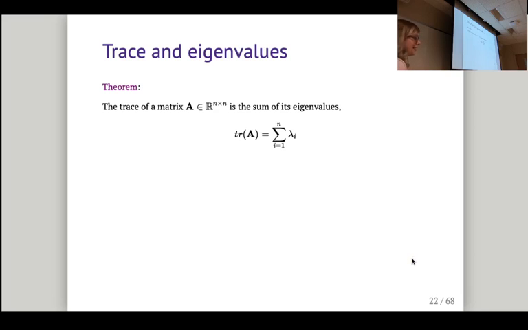Here's the other property that's useful for us. If we want to get the trace of a matrix, so the sum of the diagonal elements, it's the same as the sum of the eigenvalues. So again, if we've got the eigenvalues of a matrix, we can do a lot of things quickly.